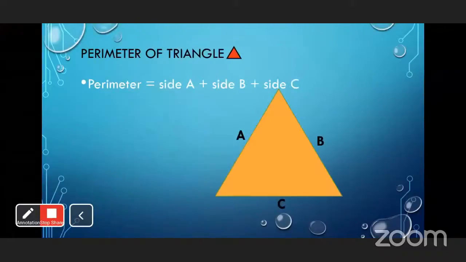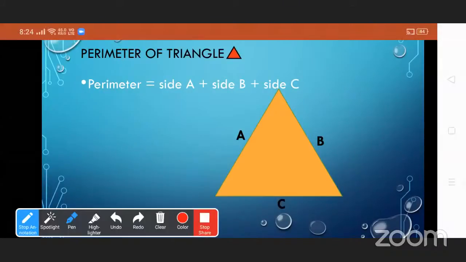Now see here how to find out the perimeter of any triangle. This is a triangle, na? How many sides are there in a triangle? Yes, student, there are 3 sides in a triangle. So this one is side A, side B, and side C. To find out the perimeter, we have to add all sides. Perimeter of triangle is side A plus side B plus side C.